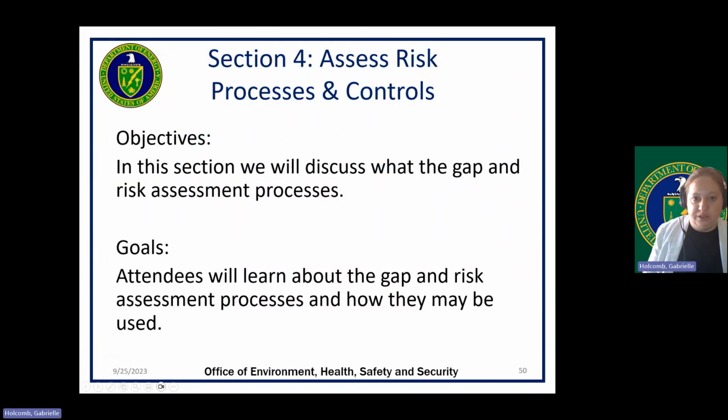Continuing with section 4, assess the risks, processes, and controls. In this section, we will discuss what the gap and risk assessment processes are, and attendees will learn about these processes and how they may be used.